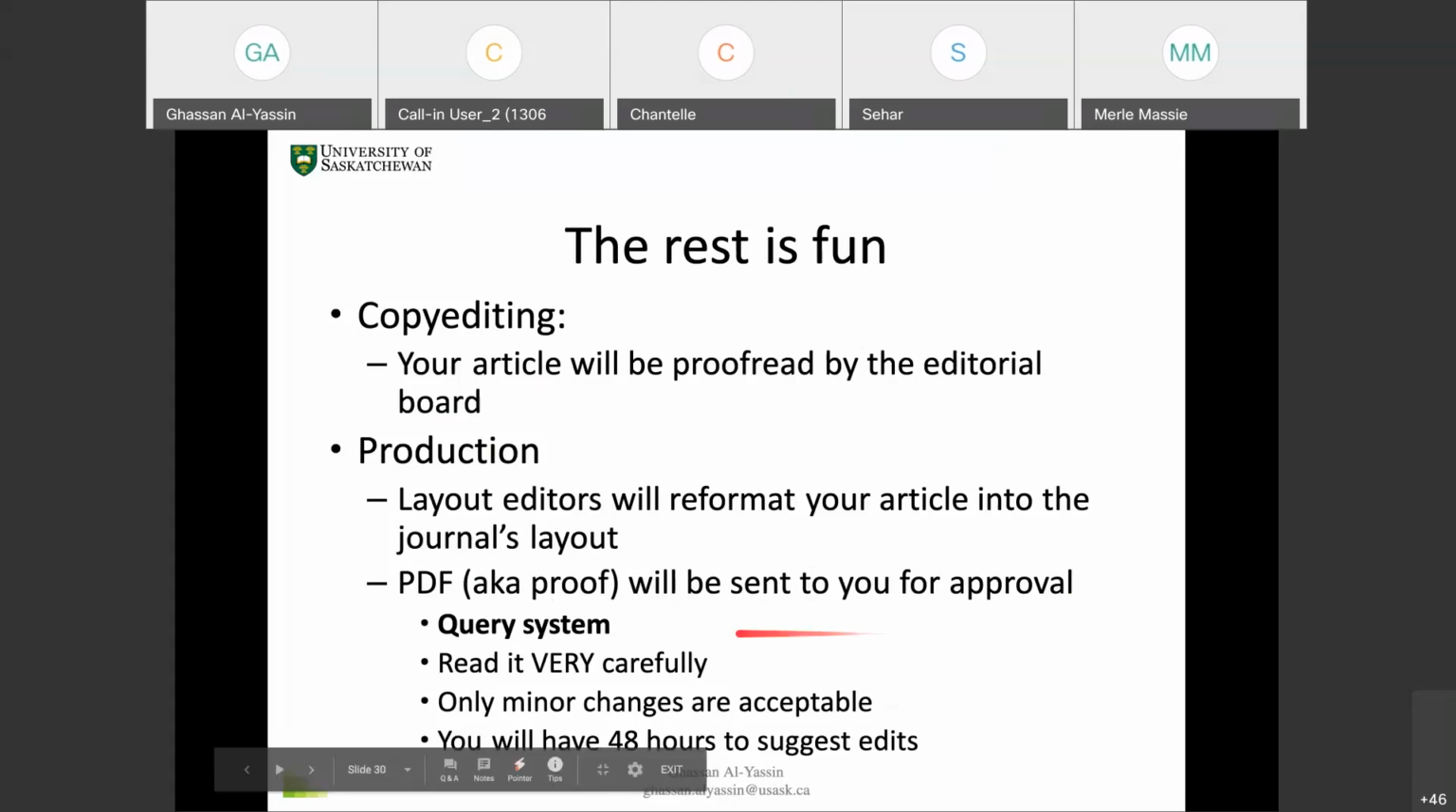Many journals use this thing called the query system. They will send you a PDF with a bunch of queries. There will be a bunch of comments saying, okay, query number 1, make sure your name is correct. On page 4, line so and so, make sure the abbreviation is appropriate. These kind of things. So make sure you address all of these things. Again, you only have 2 days. You do this, and then you submit it. And if everything goes well, you publish. Okay?